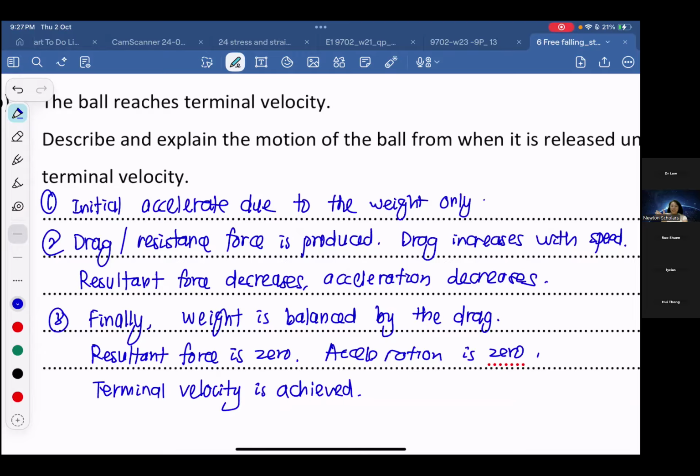With air resistance, you have to understand that air resistance increases with your speed. Speed increases, air resistance also increases. So when there is air resistance, the resultant force decreases. So 800 minus 500, you get only 300. Acceleration will decrease also. At the end, terminal velocity is constant speed, the weight balanced by the drag. So resultant force is 0, that means balanced force. Acceleration 0, terminal velocity is achieved.